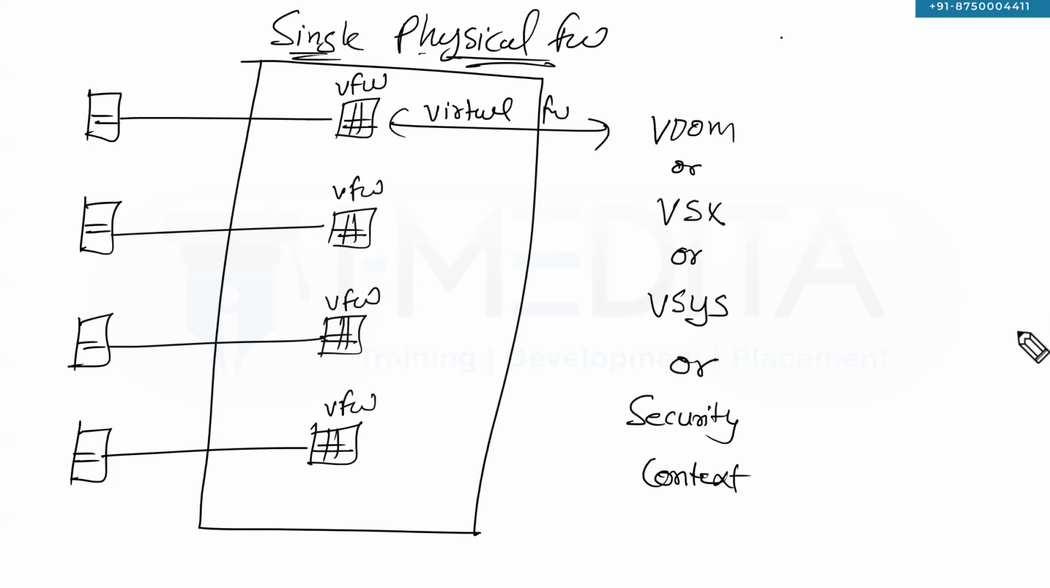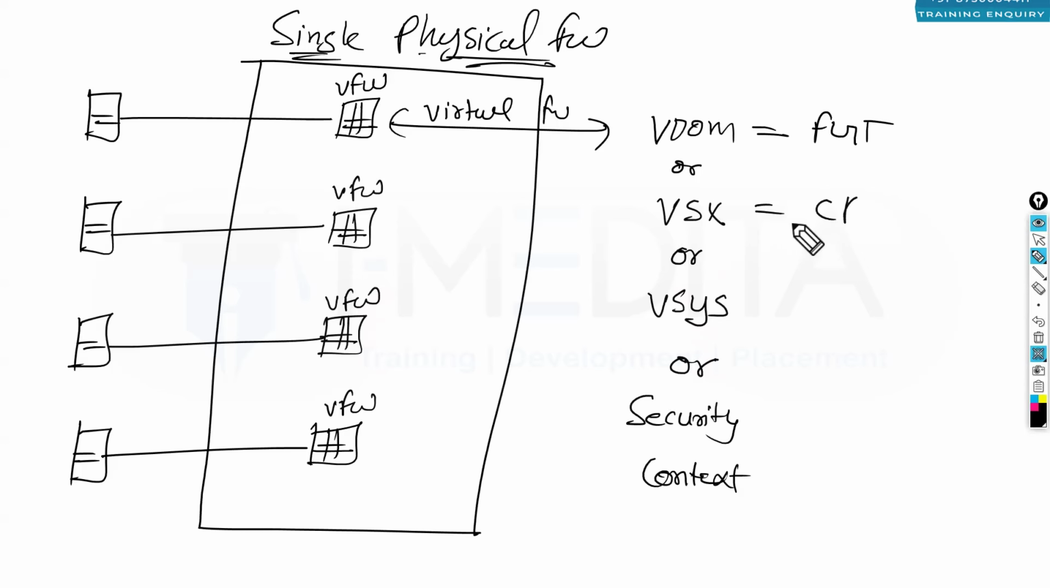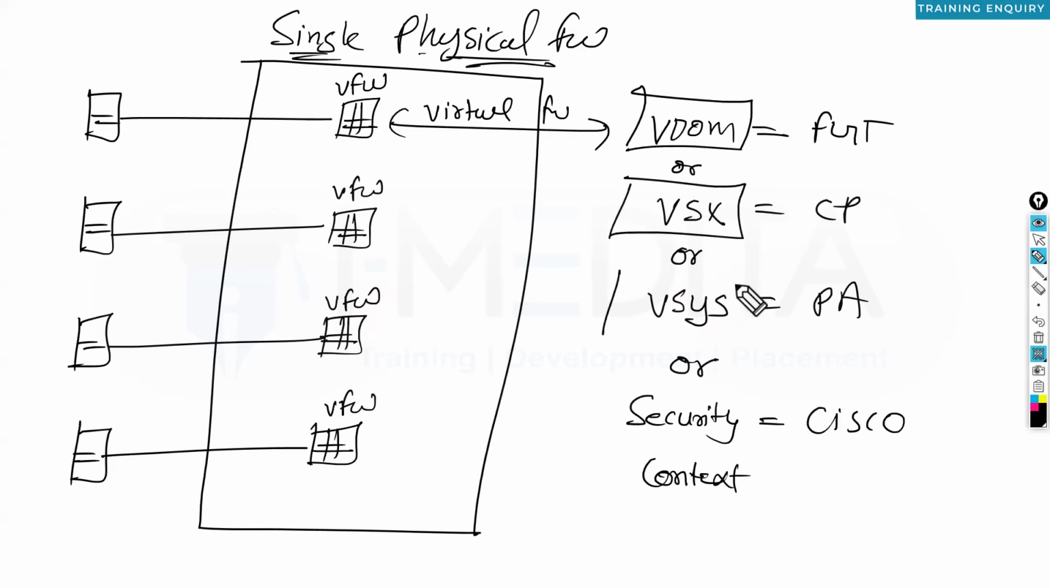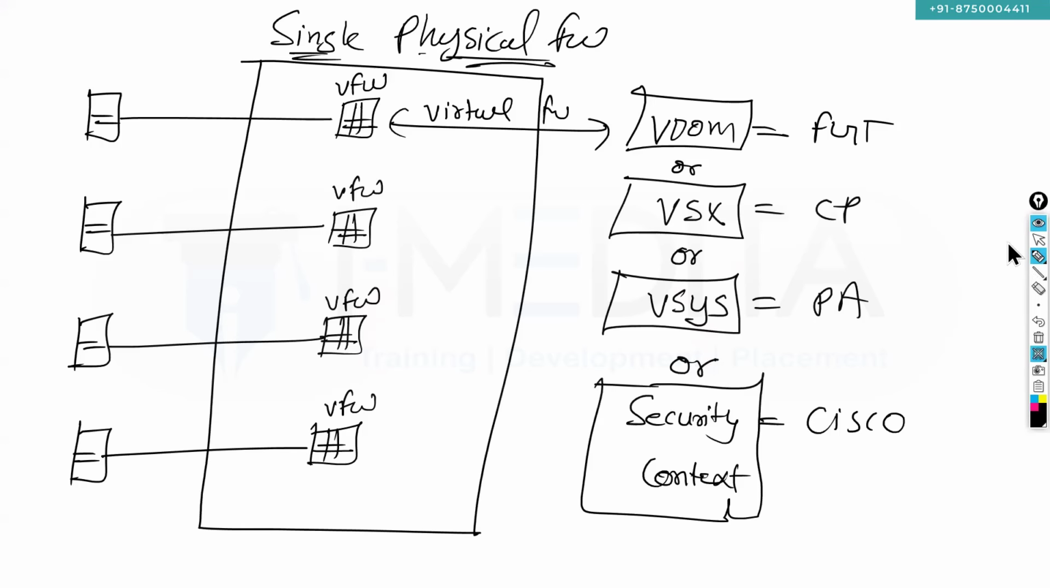Same solution is also provided by other vendors. This virtual firewall is called VDOM by FortiGate. It is called VSX by Checkpoint. It is called VSys by Palo Alto. It is called Security Context by Cisco. So all vendors provide a virtual firewall solution in a single physical firewall, and that virtual firewall is called VDOM, VSX, VSys, or security context. Clear? So this is our VDOM. We will also learn about it.